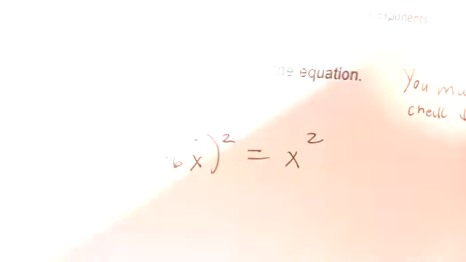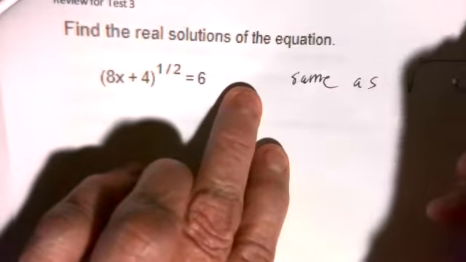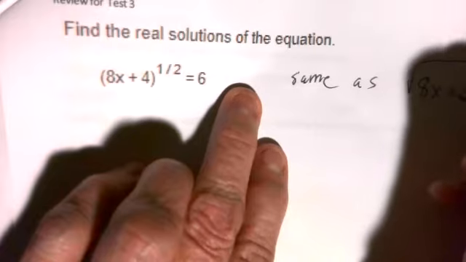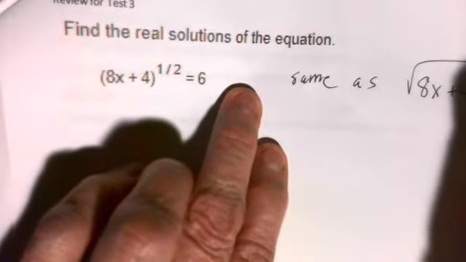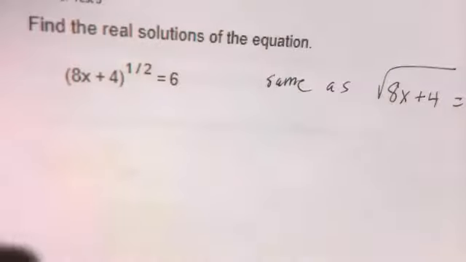See what else we've got here. Okay, so we have an equation that has a fractional exponent. This is actually the same thing as if that were a square root symbol. These mean the same thing. The 1/2 power is the same thing as the square root. So we really solve it the same way.